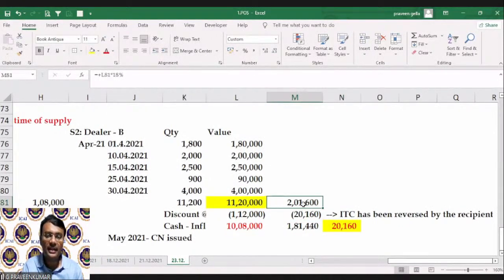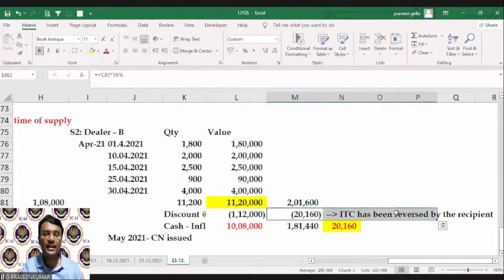Now, government gets 2,01,000 minus 20,000, only 1,81,000. When government is getting 1,81,000, government wants to ensure that this customer dealer B has reversed the input tax credit of 20,000. This is the point which was discussed in your subsection 3 clause B point number 2. Hope this is clear now. Let me come back to my presentation.